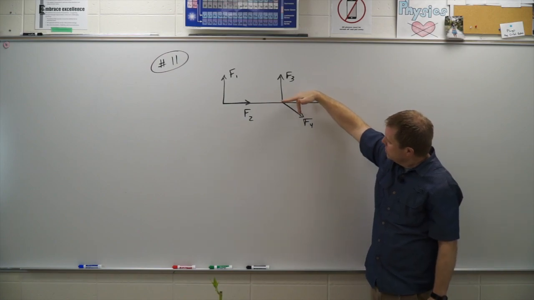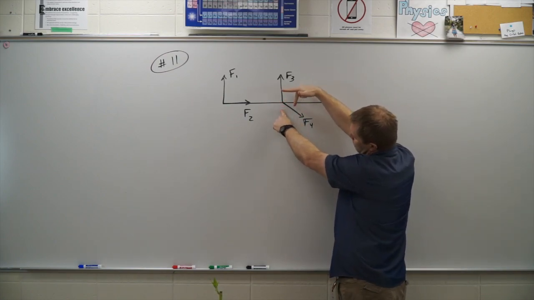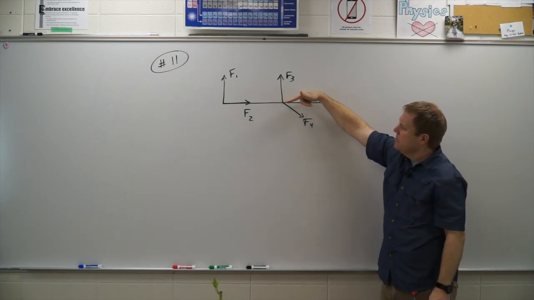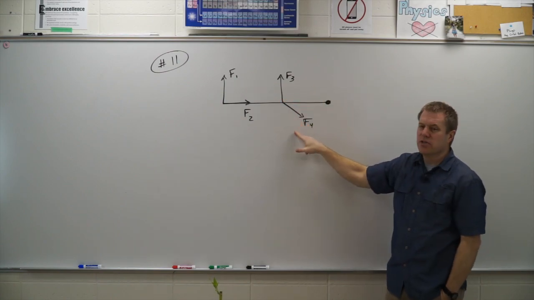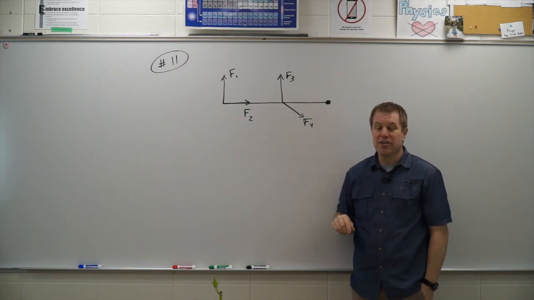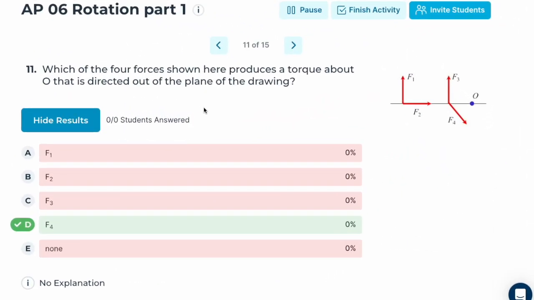Pointing to F4, okay, the perpendicular component is pointing down. If you wanted to, you could maybe bend it like that, but I do see my thumb is pointing out of the plane. So that is F4, correct answer there, D. Yes, F4, D is the correct answer there.